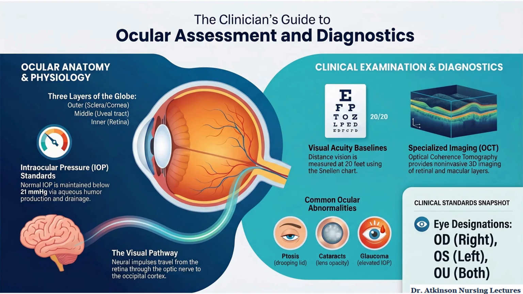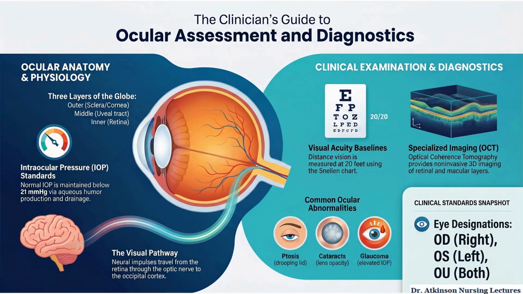Key concepts include understanding the 3 layers of the globe, maintaining normal intraocular pressure below 21, and recognizing that visual information travels from the retina through the optic nerve to the occipital cortex. Visual acuity testing establishes a baseline for vision assessment, while tools such as slit lamp examination, tonometry, OCT, angiography, perimetry, and ultrasonography help identify retinal, vascular, optic nerve, and anterior chamber abnormalities.